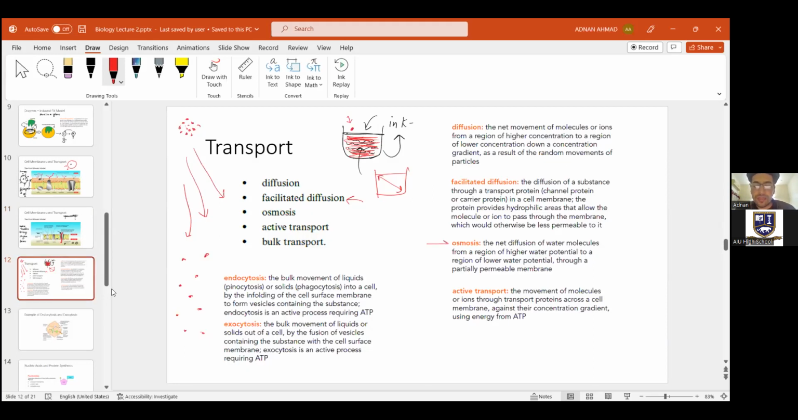Another process that is required for the transport through the cell membrane is called osmosis. Students, these headings are very, very important, and you must know these definitions and learn them by heart. Osmosis is the net diffusion of water molecules from a region of higher water potential to a region of lower water potential through a partially permeable membrane. Osmosis is very much similar to diffusion, and the difference is that it has a membrane in between.